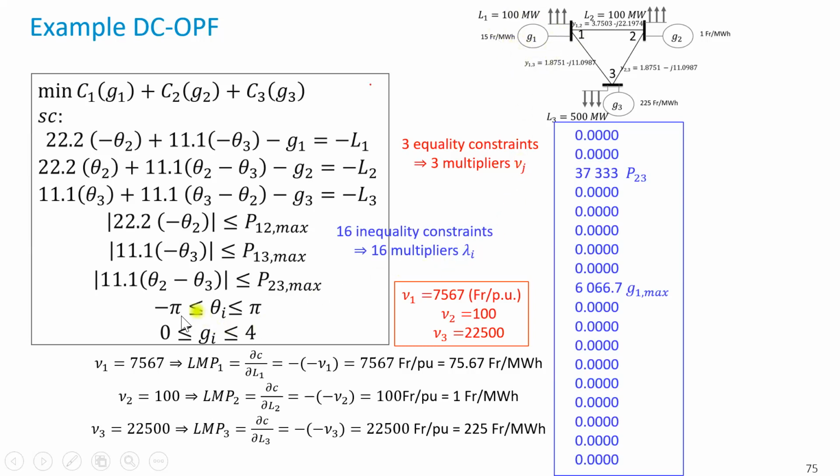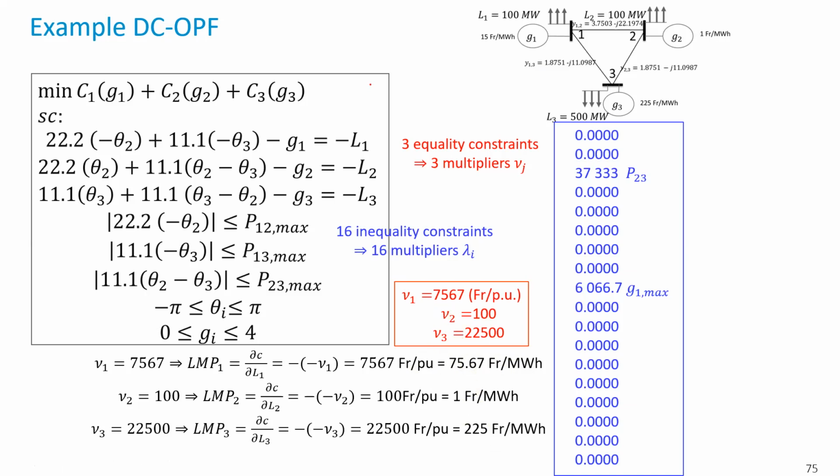Now, if I want to find the locational marginal price of node 1, for example, I need to look at all the constraints where there is L1. So there is L1 in one constraint here with a minus sign. So I take the derivative, which is -1, multiplied by minus the Lagrange multiplier, and that gives me this marginal price here. So this is how we can compute the marginal prices.